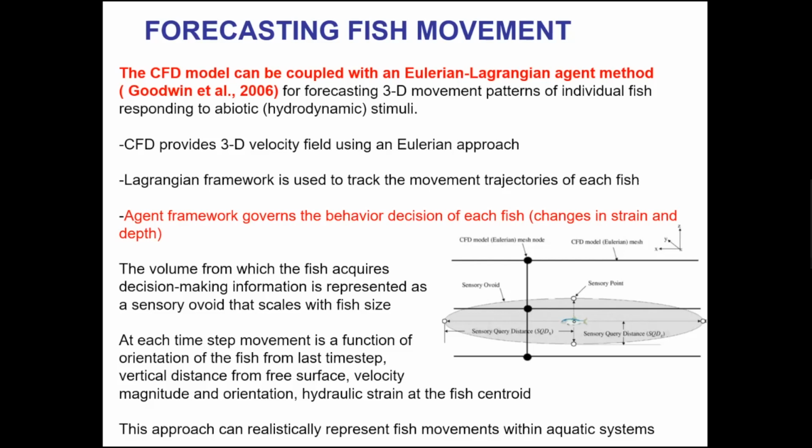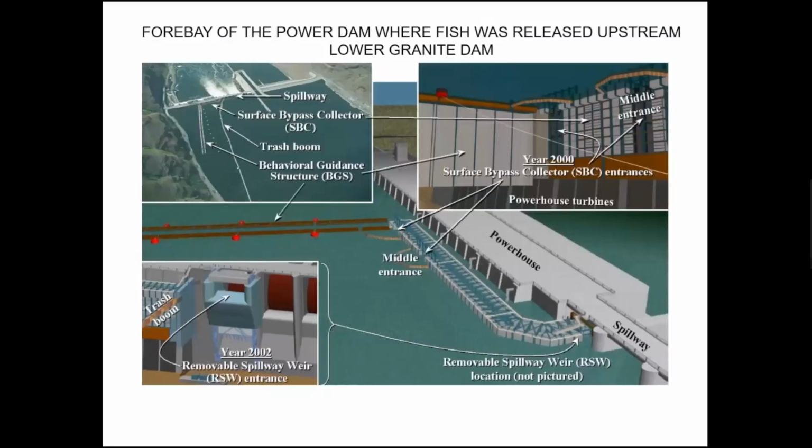So each abiotic stimulus has associated with it a probability, and they have an equation for how this probability is going to evolve in time, to know whether the fish is going to make a decision based on this stimulus, the other stimuli, etc. So it's becoming quite complicated. But at the end of the day, you are going to see in these examples which I'm going to show you, this approach can realistically represent fish movement within an aquatic system containing all those hydraulic structures which I showed to you before. So this is another dam in the Pacific Northwest, the Lower Granite Dam.